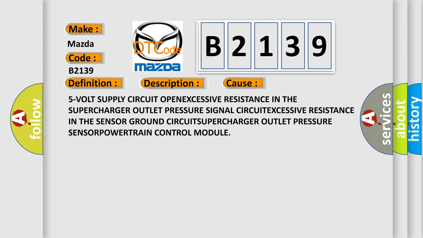5-volt supply circuit open. Excessive resistance in the supercharger outlet pressure signal circuit. Excessive resistance in the sensor ground circuit. Supercharger outlet pressure sensor.